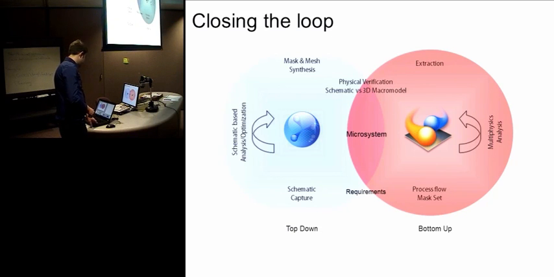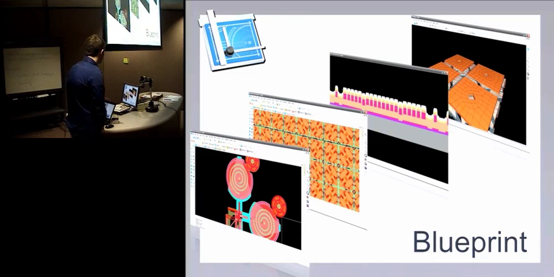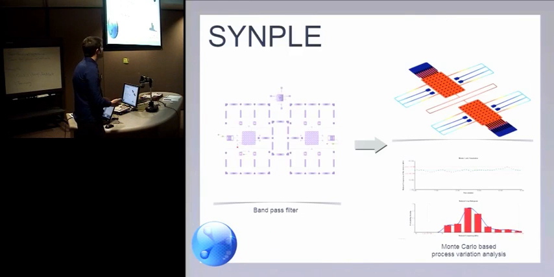So just a little more in depth, the categories of our tools. It's four main categories. It's Blueprint for layout. Then we have Simple for behavioral analysis and schematic design. This is where a lot of users will begin when they have a concept or if they want to see how their device acts as part of a larger system.